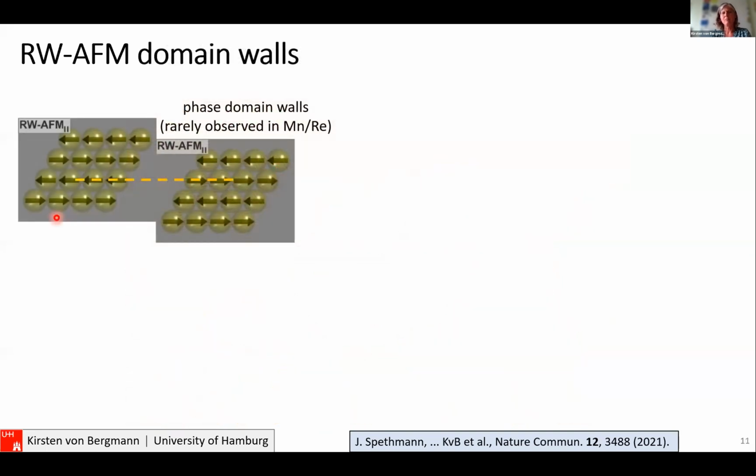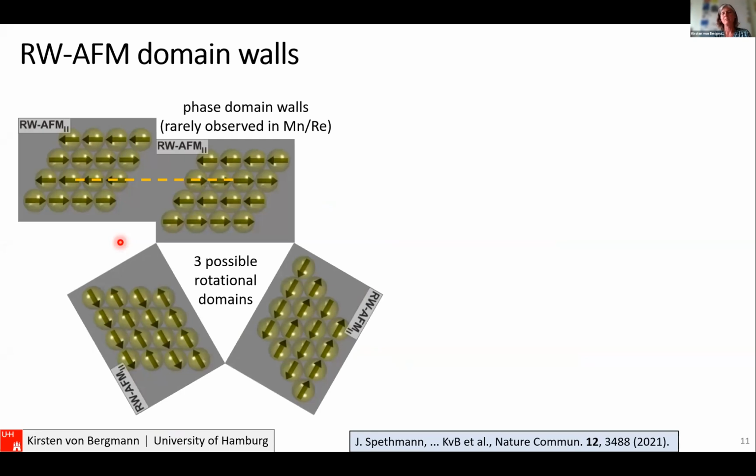Now, if we have a rowwise antiferromagnetic state, first we can, for example, have such a phase domain wall where the rows on two sides of this wall point in opposite direction. So it's phase shifted. We don't observe them very often. What we rather observe is boundaries between these three possible rotational domains.